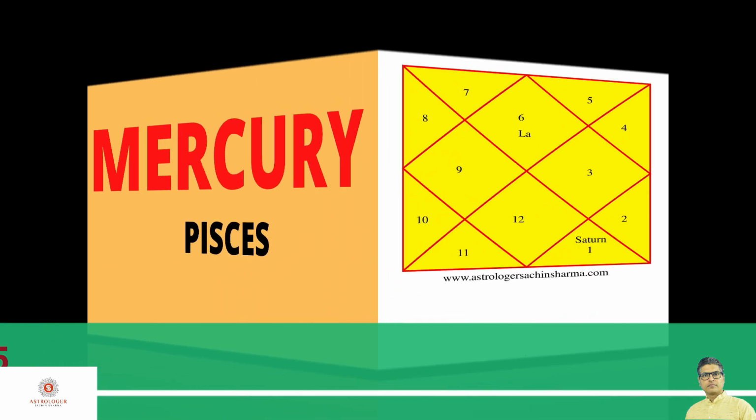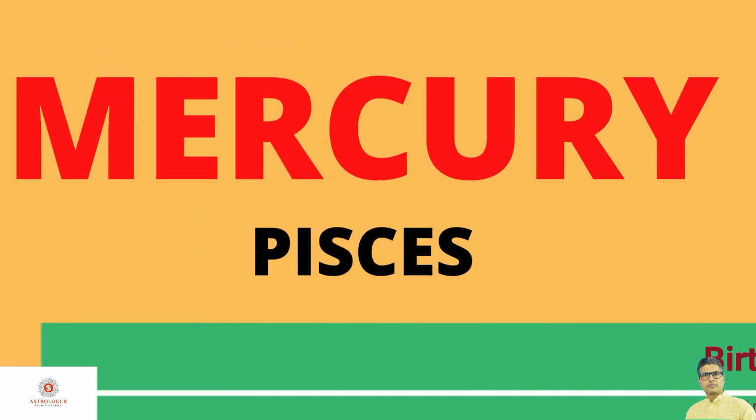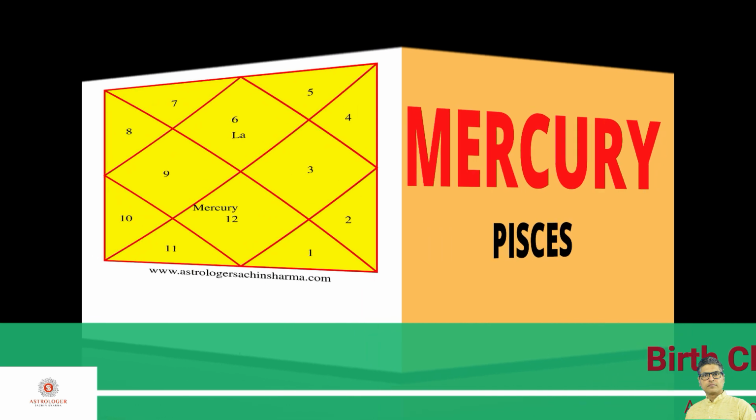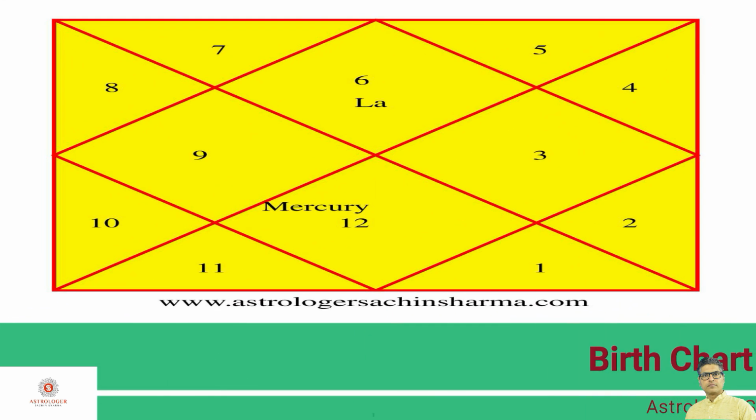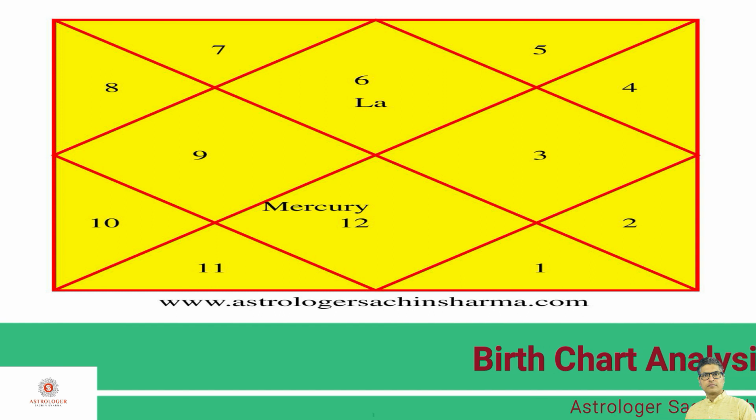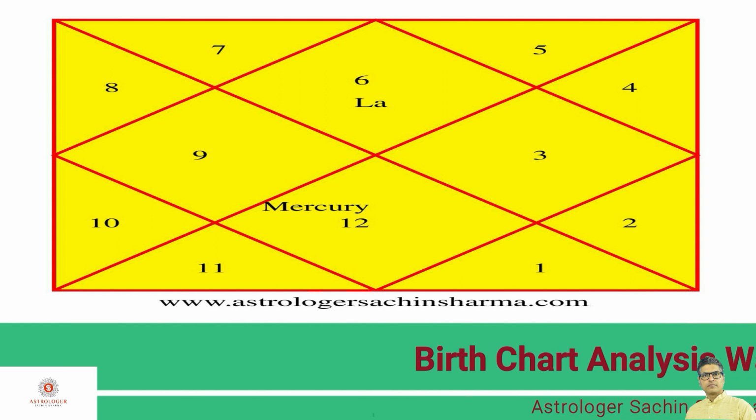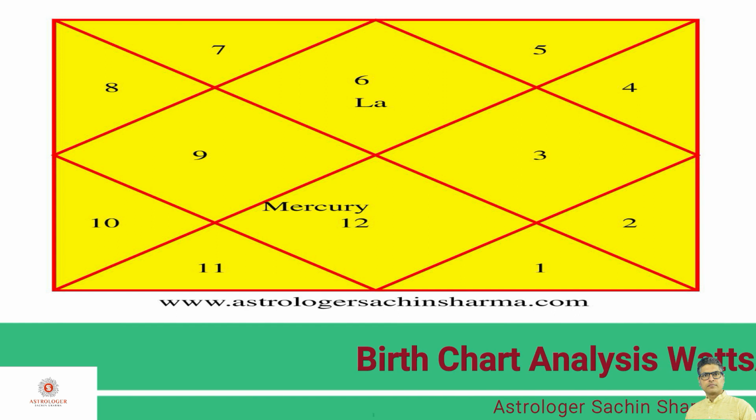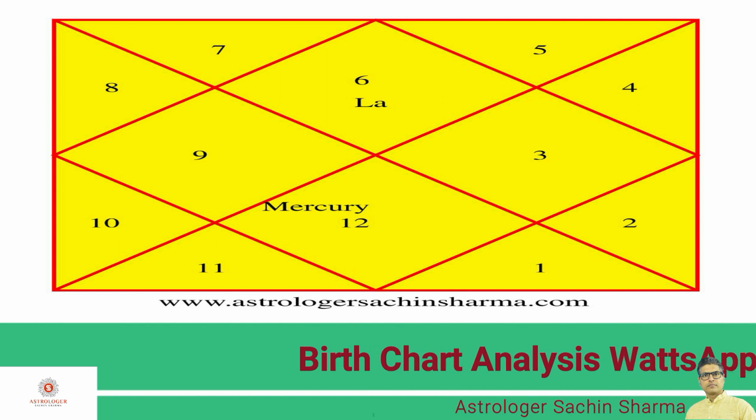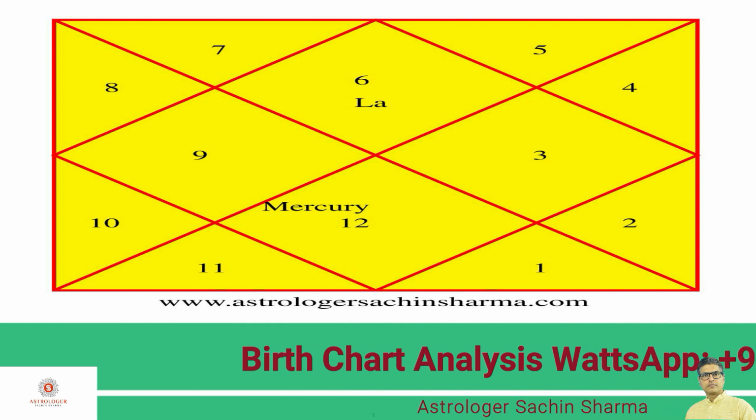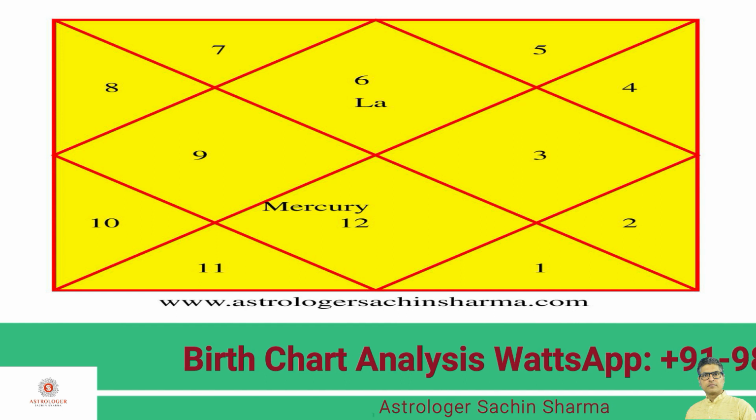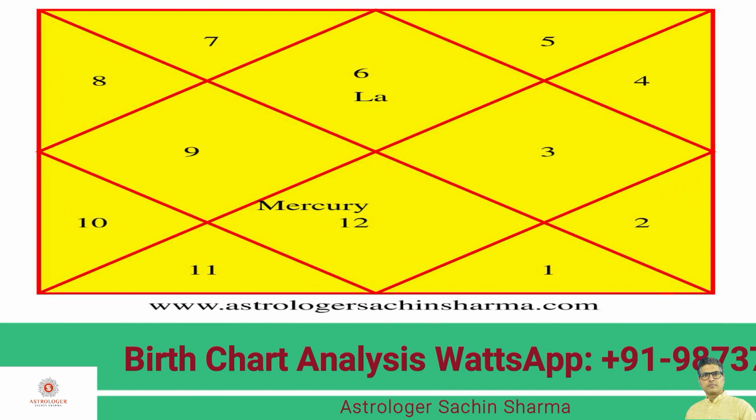For Mercury, Pisces is its debilitated sign. That means if number 12 is written in a house and Mercury is placed there, then Mercury is going to give its negative result related to that particular house. I am showing you the example here and we are not discussing in detail, as we have already discussed in detail in the exalted sign.